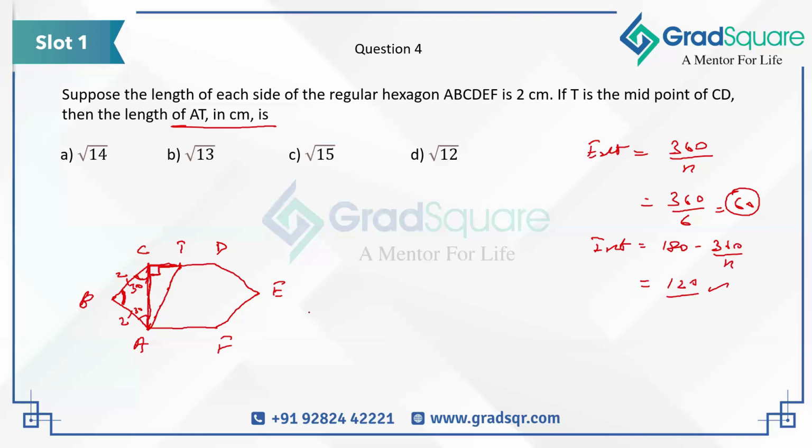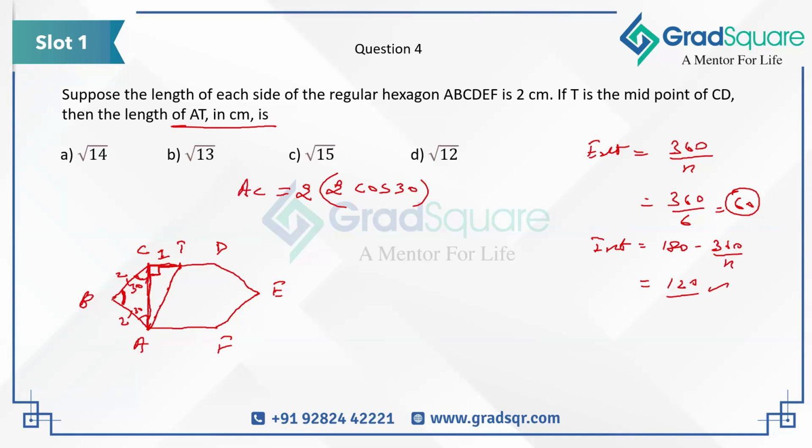Now I have triangle ACT as a right angle triangle, where if I figure out the value of AC, CT is already 1, given to me because T was the midpoint of the side CD, which was 2 centimeters. So if I can figure out the length of AC, then I'll be able to apply the Pythagoras theorem and get down to the answer. What will be AC? AC will be 2 times 2 cos 30.